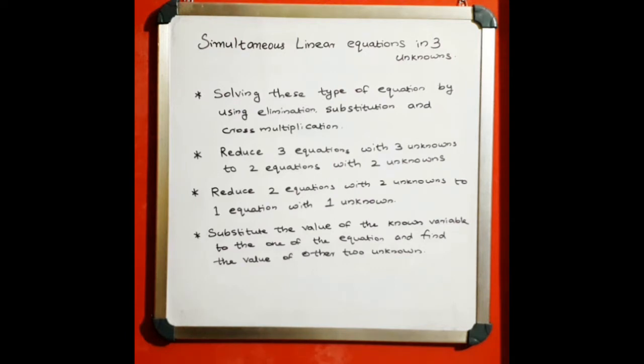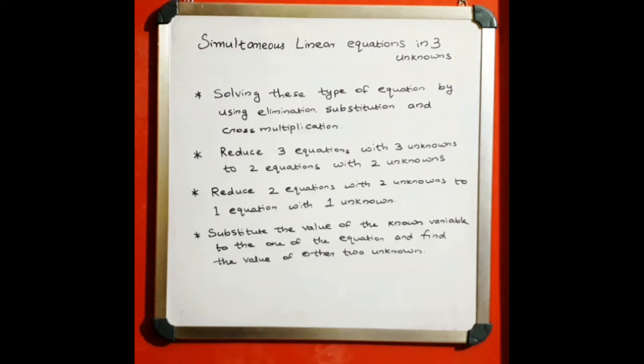So to solve such problems, first reduce the 3 equations with 3 unknowns to two equations with two unknowns. Then reduce these two equations with two unknowns to one equation with one unknown. Then we get the value of one unknown, and substitute that value into one of the equations. We get the other two unknowns.